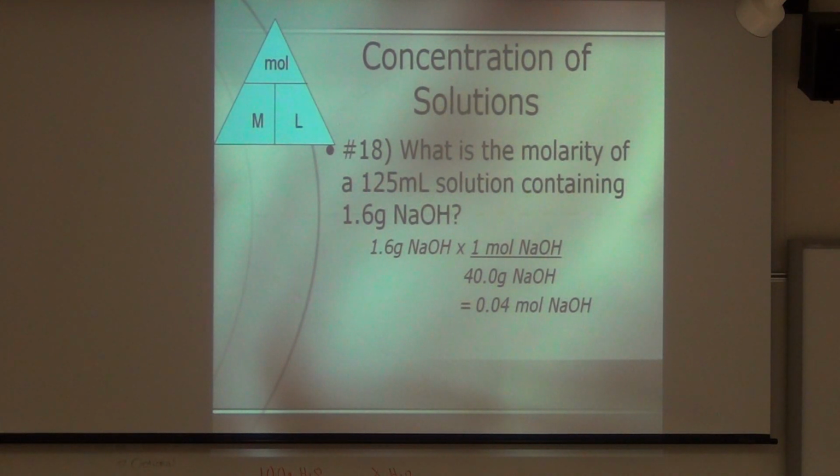So we're going to have 0.04 divided by 0.125. There are 1,000 milliliters in a liter. So to convert from milliliters to liters, we divide by 1,000. Little pluggage and chuggage, and our molarity is 0.32. 0.32 molar sodium hydroxide solution.